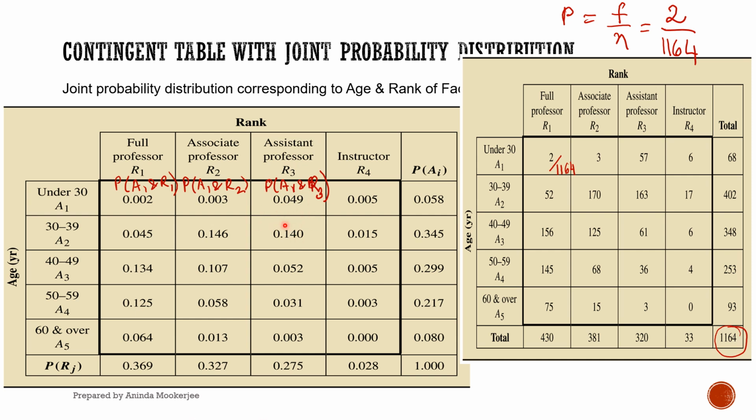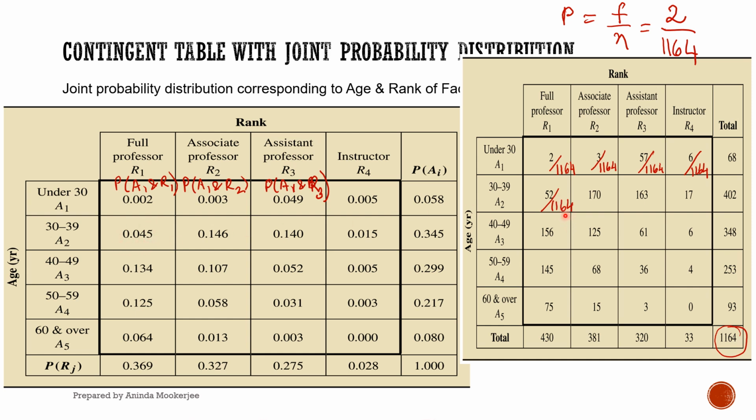So how did they get 0.049? It's 57 divided by 1164. All right, so all these frequency values are going to get divided by 1164. That's not going to change, 1164. Okay, 52 divided by 1164 gave us 0.045, this value here. That means the probability of selecting someone who's in the age group 30 to 39 and a full professor is 0.05. How do we get that?